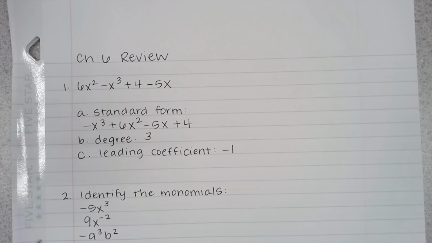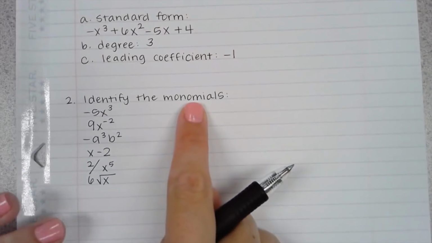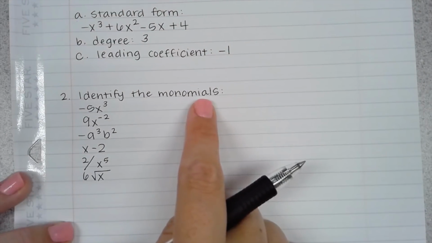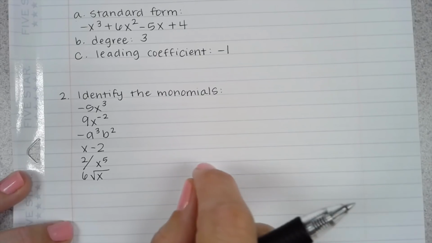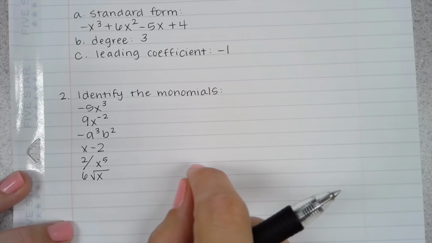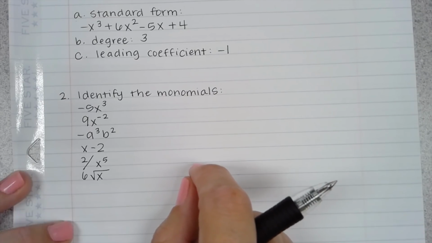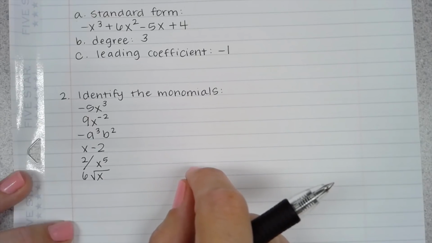So out of this list, only 2 of these are identified as monomials. So we're going to remember the definition of monomial is that it's a single term. So it'll be coefficients. They could be positive, they could be negative, connected to x values or other variables, but they all have to be connected by multiplication. And then there's a couple of rules. So you're not allowed to have exponents. You're not allowed to have variables be in the denominator of a fraction.